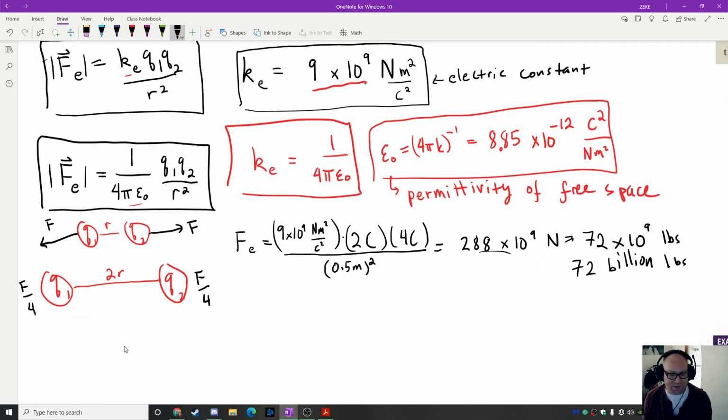All right, so the closer together they are, the bigger the force is. The farther apart, the weaker the force gets. The bigger the charges are, the bigger the force is. That's what we know about this.